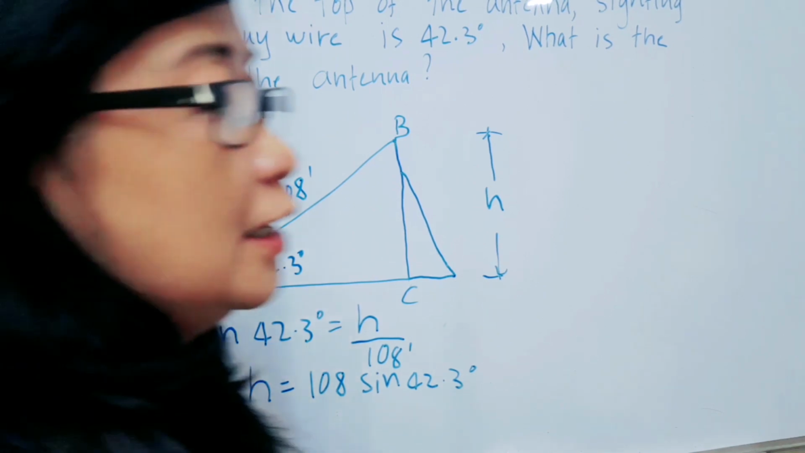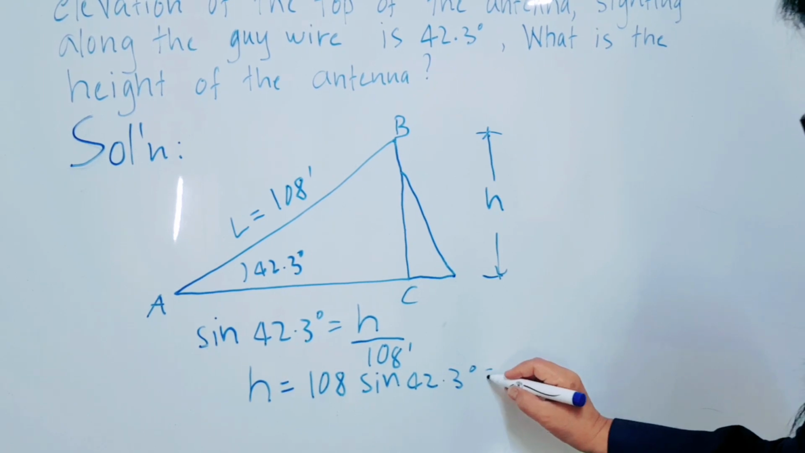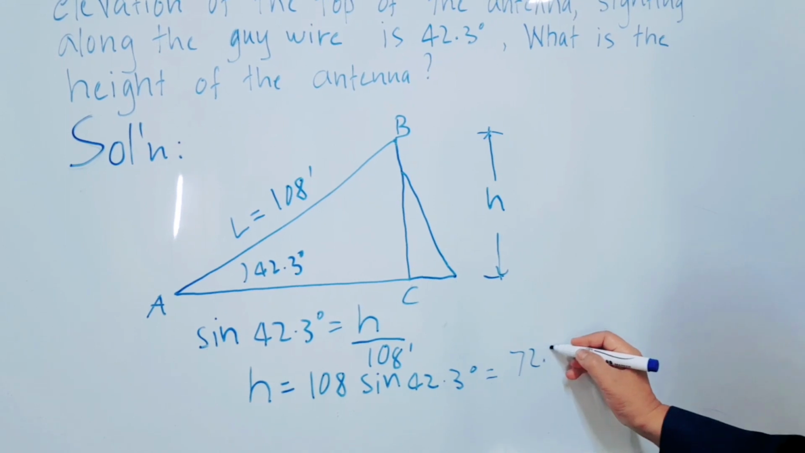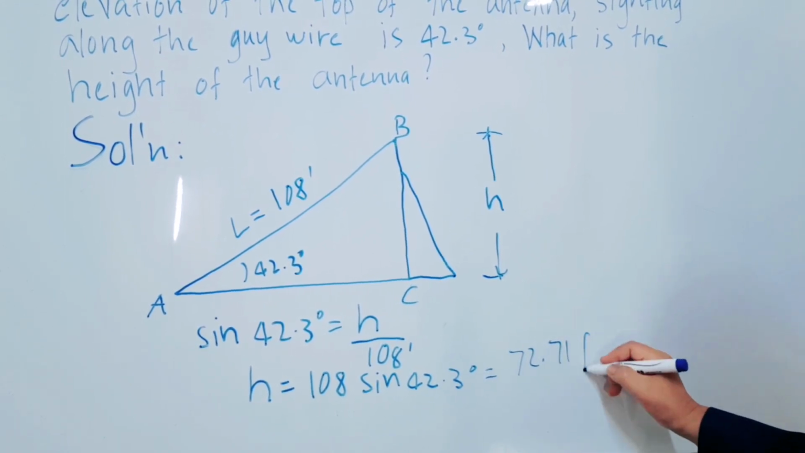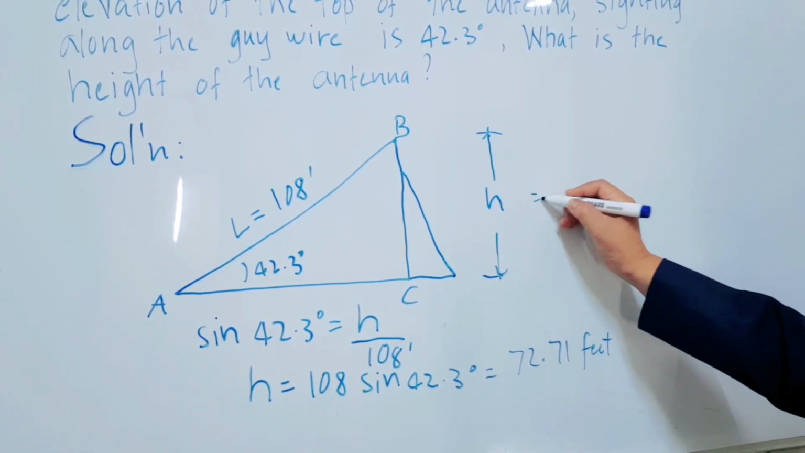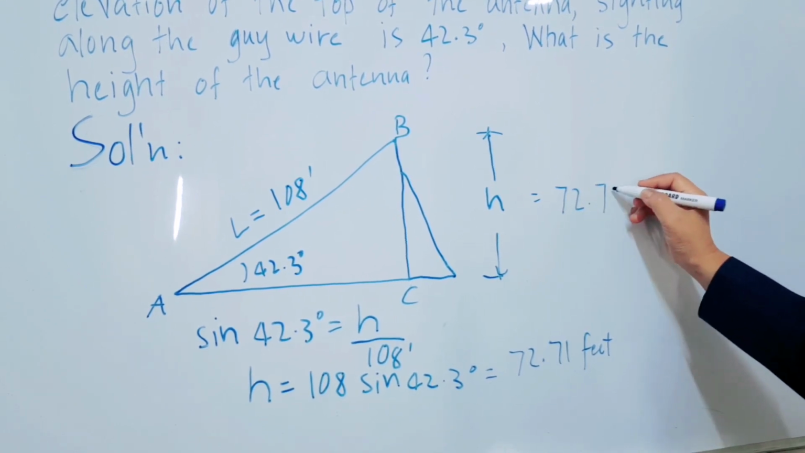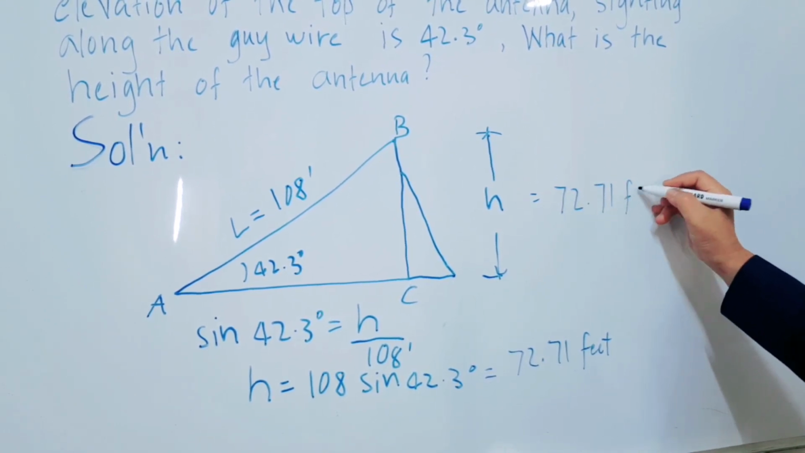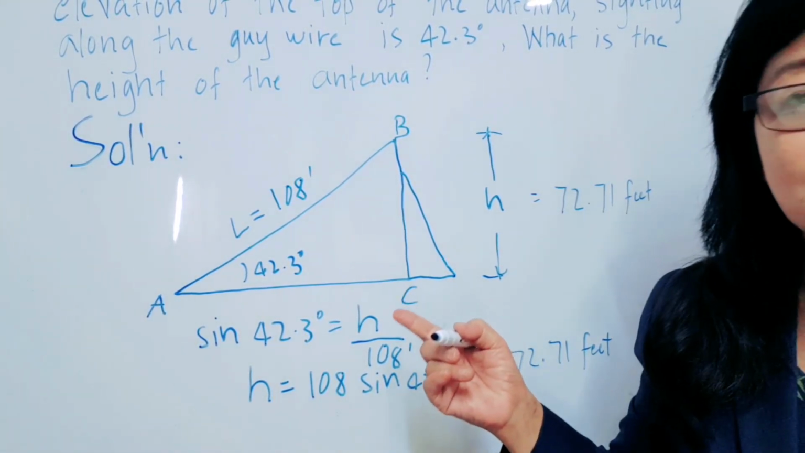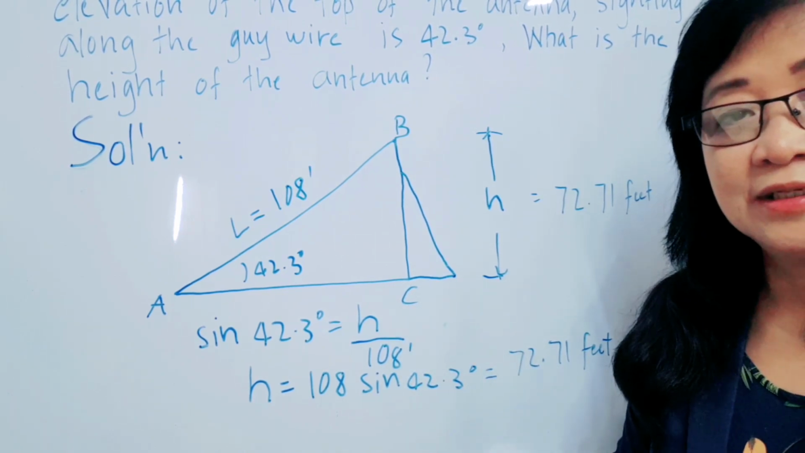Therefore, after simplifying, the height is equal to 72.71 feet. So, this is the one we're looking for, 72.71 feet. These questions were given last November 2016 board exams.